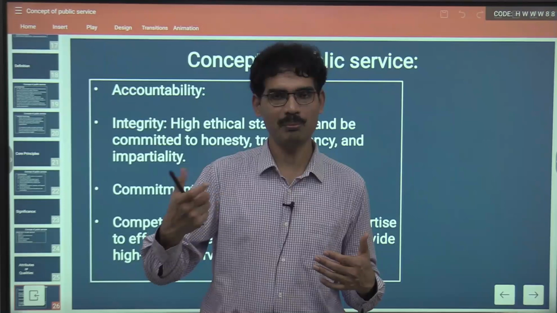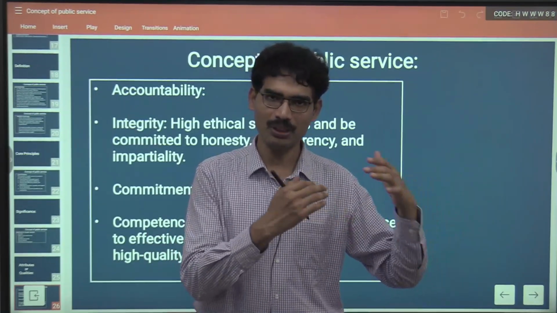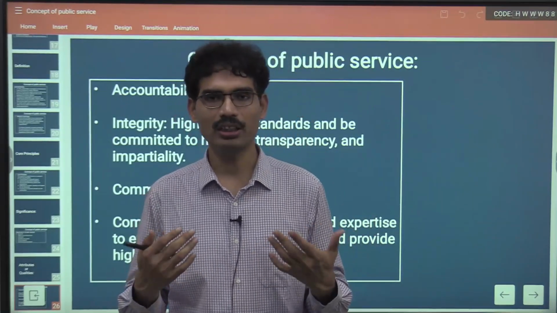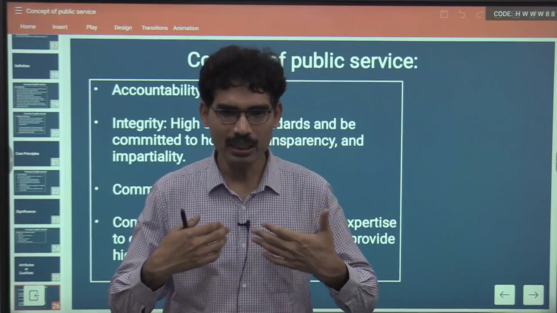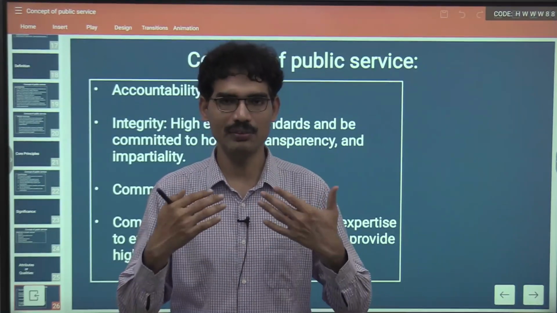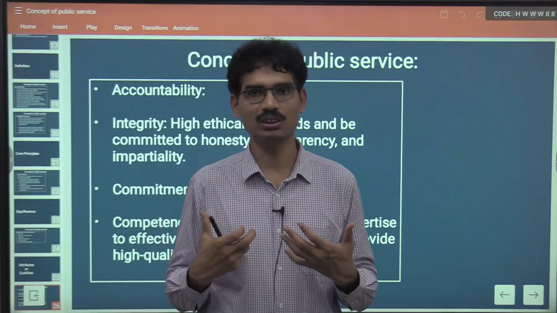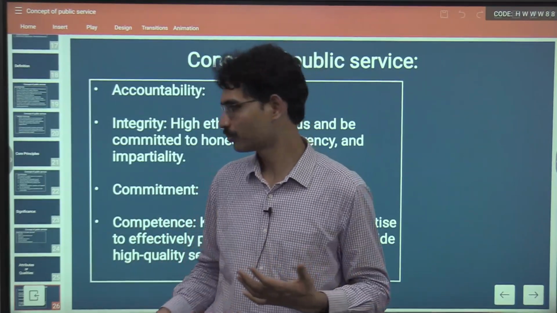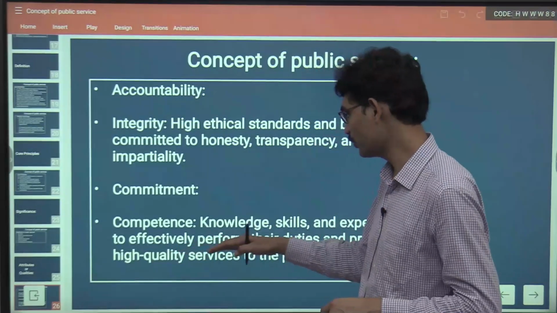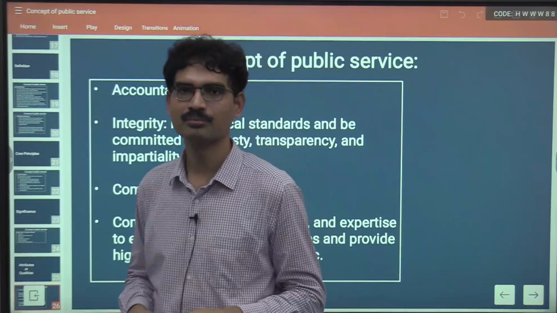Everything needed to be done manually, and people were going physically and communicating with the local level. But now it is not required. All that is required is that people themselves should show interest. The public service or the civil servants must show interest in learning these new techniques and new skills. That's required: competence, knowledge, skills, expertise to efficiently perform their duties and provide high quality services to the public.